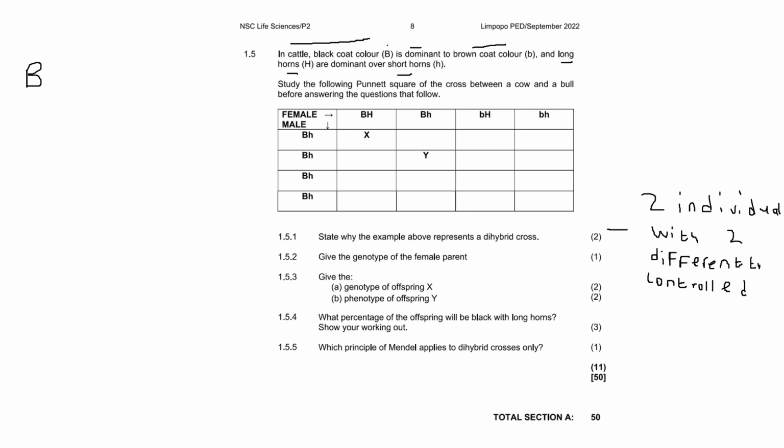Those two traits are being controlled by two different genes, which are B and H. The two different traits here are coat color and also horns. So we've got two individuals with two different traits, coat color and horns, and those two traits are being controlled by B and also H. That will be your answer for that one. That's why it's dihybrid. For mono, we're going to cross individuals having only one trait. But if you're doing two different traits, that becomes dihybrid crossing.